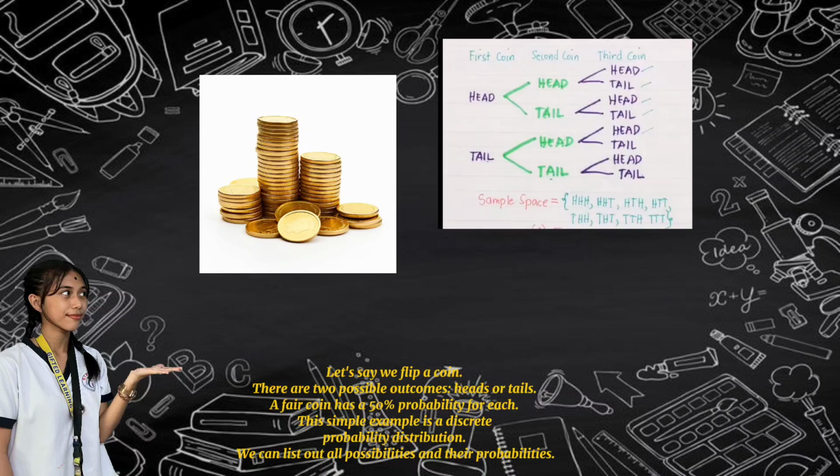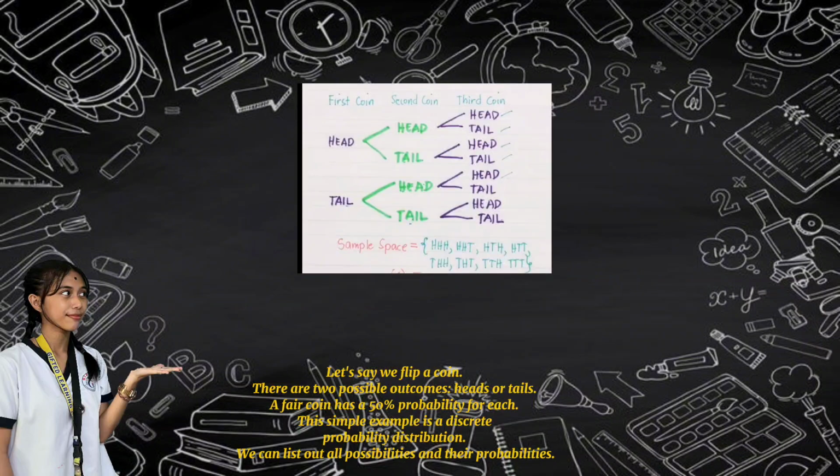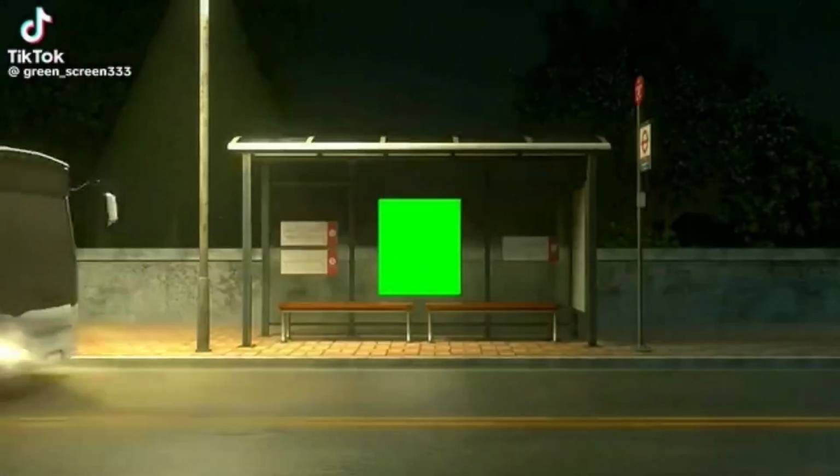Let's say we flip a coin. There are two possible outcomes, heads or tails. A fair coin has a 50% probability for each. This simple example is a discrete probability distribution. We can list out all possibilities and their probabilities.